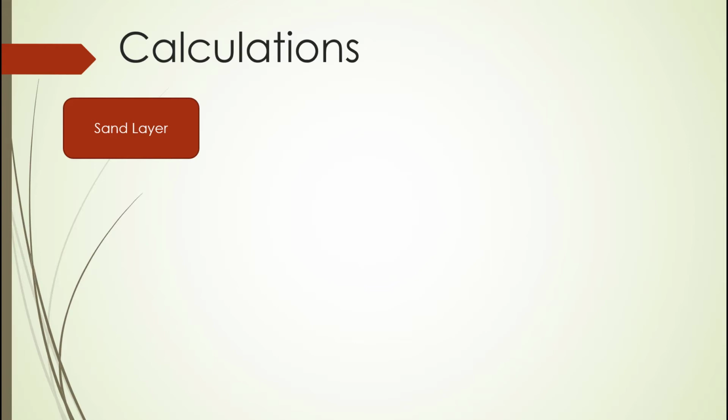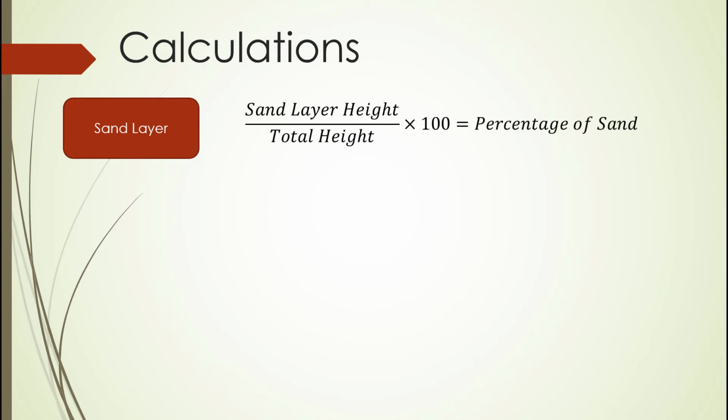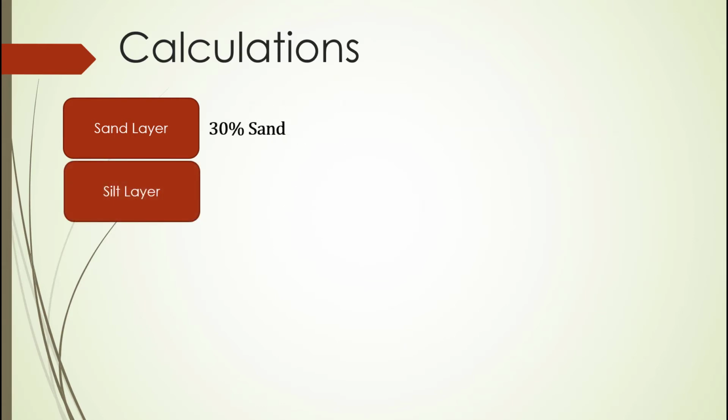First, we're going to figure out our percentage of sand. To do this, we're going to take the height of the sand layer, divide it by the total height, and times it by 100. For our example soil, our sand layer was 0.9 inches. We divided it by the total height of 3 inches, times it by 100 to get 30% sand.